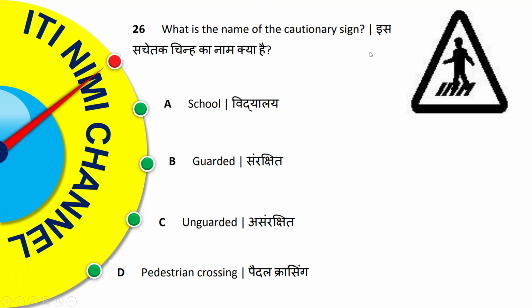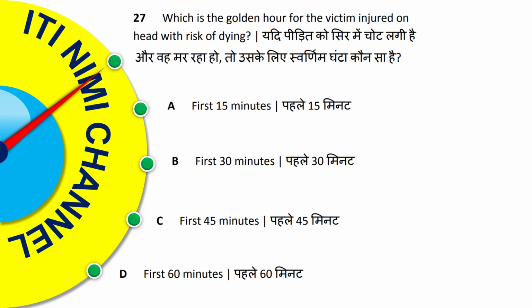What is the name of this cautionary sign? You have to tell what is the name of this cautionary sign. School, guarded, unguarded, pedestrian crossing. The answer is pedestrian crossing. Which is the golden hour for a victim injured on the head with risk of dying? First 15 minutes, first 30 minutes, first 45 minutes, first 60 minutes. The answer is first 30 minutes.